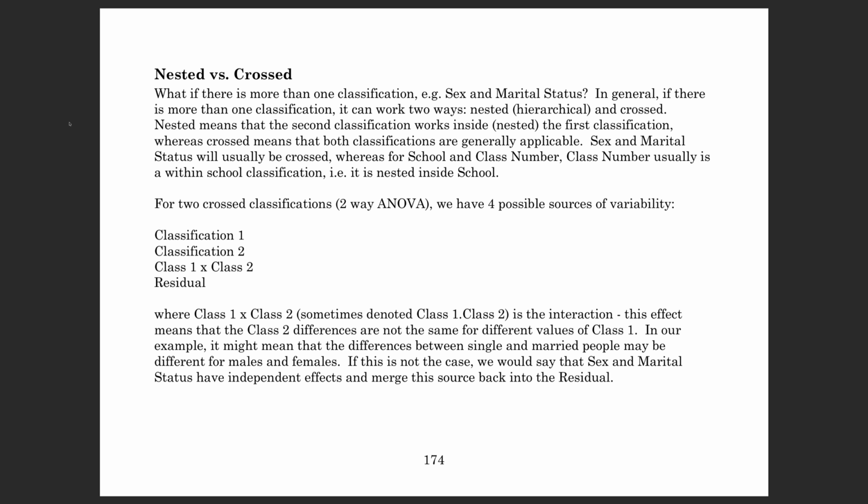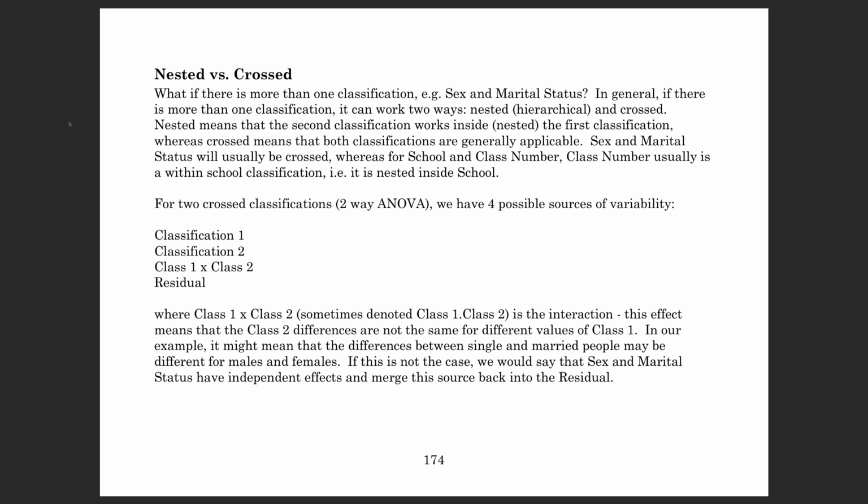So let's look first at crossed classifications. For two crossed classifications, this is what we call a two-way analysis of variance. We now actually in principle have four possible sources of variability. We have classification 1, we have classification 2, and we have this thing class 1 times class 2, or it's sometimes written as class 1 dot class 2.